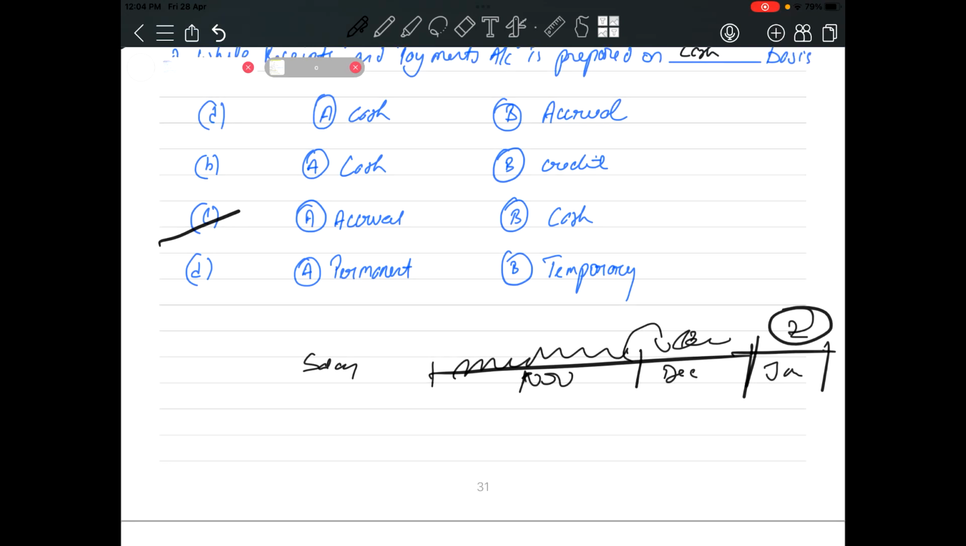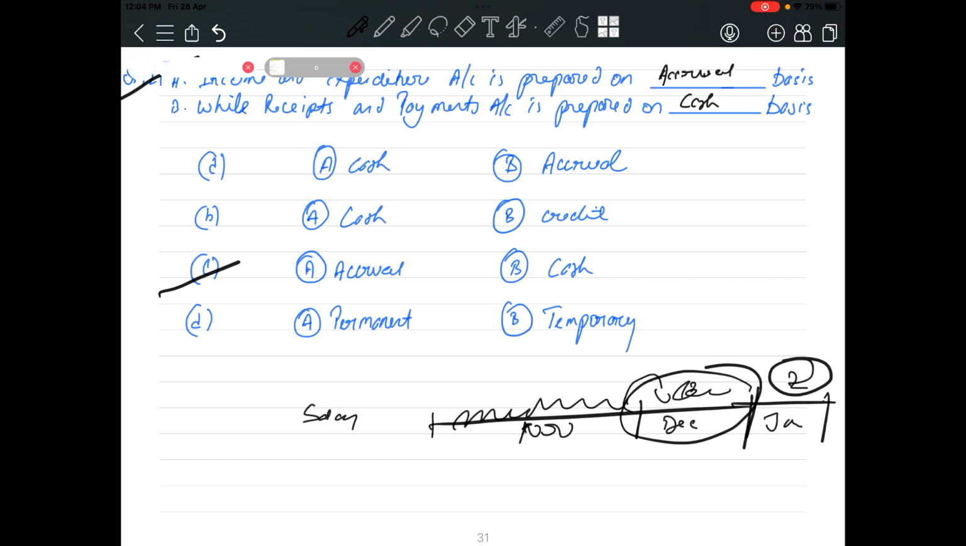So has the event occurred? Has the payment liability occurred? Yes, because he has already given the services to the organization. But payment will be made on the 1st of January, in the first month of the next financial year. But the event has already occurred, wherein we have to make payment. So that's called accrual. Now the receipt and payment account is prepared on cash basis. It will always be prepared on cash basis. Cash means the receipt and payment account will only have what cash is coming in and what cash is going out.